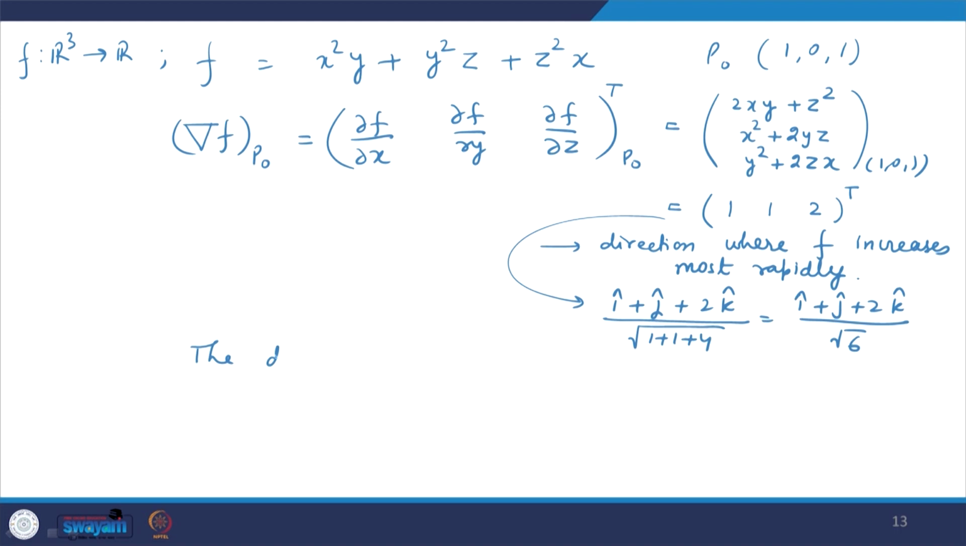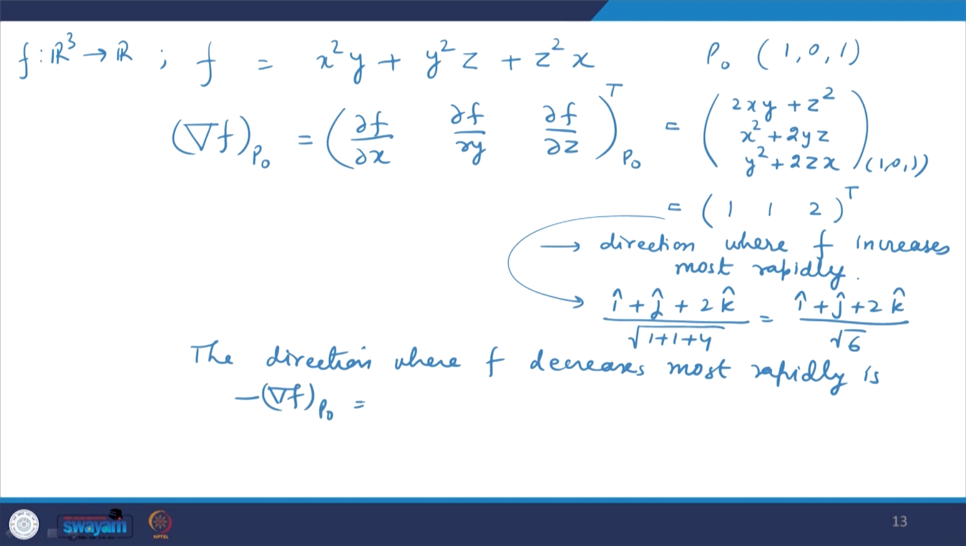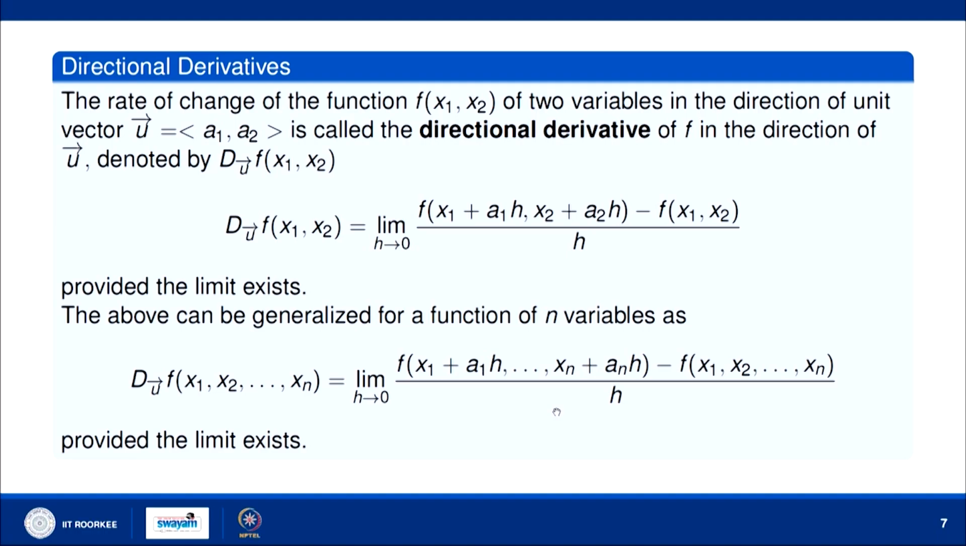If somebody asks you how we can find the direction where f decreases most rapidly, that is nothing but the negative of the gradient. So, the direction where f decreases most rapidly is simply the negative of the gradient of f at p naught, which equals minus i cap minus j cap minus 2 k cap upon under root 6. In this way we can find the rate of change of f along any direction. Okay, so this is the directional derivative.